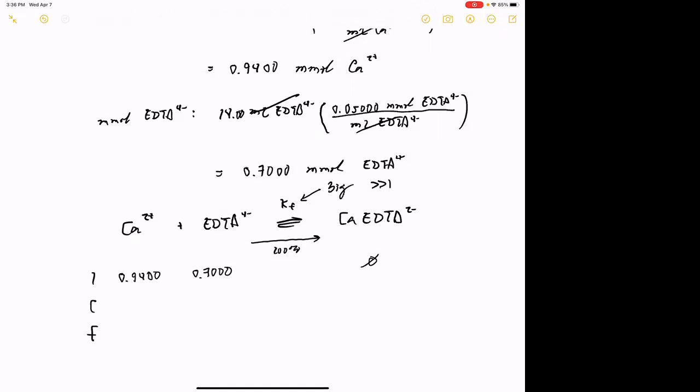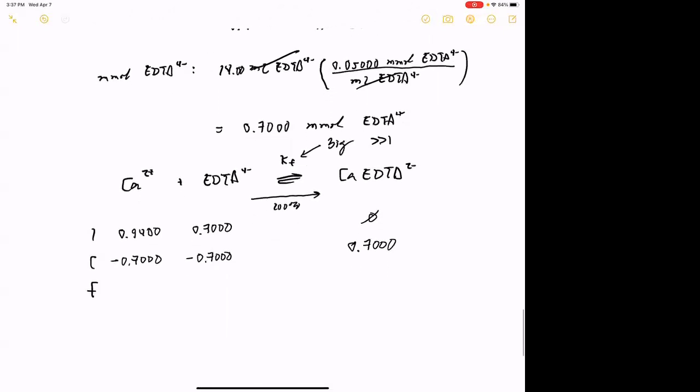Now, in the case of an ICF, we let the reaction go 100% to the right. So here's where the limiting reactant part comes into play. We said the EDTA is the limiting reactant, so we're going to lose all of that. We're also going to lose an equivalent amount of the calcium because of the stoichiometry. Everybody okay with that? So how many millimoles of calcium EDTA complex am I going to make? 0.7000. Good. Everybody all right with that?